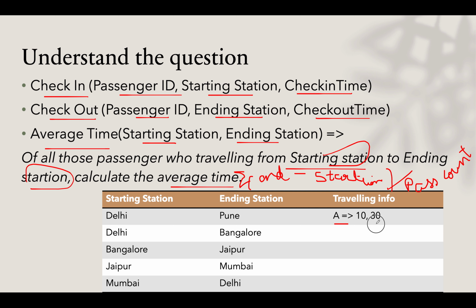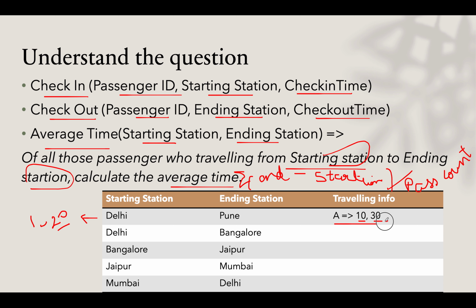Let's assume that A started his journey from Delhi to Pune at time 10 seconds and ended at 30 seconds. So the travel time would be 20 seconds, the difference of these two. And how many persons traveled from Delhi to Pune? The count is 1. And if somebody now asks what is the average travel time from Delhi up till Pune, we will say 20 by 1, that is 20.